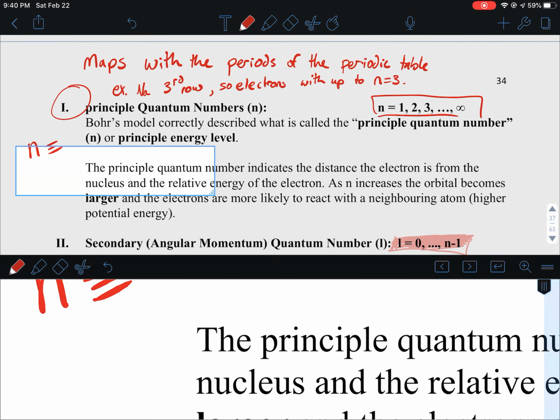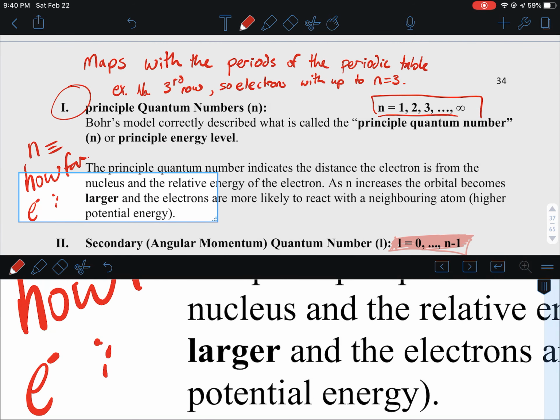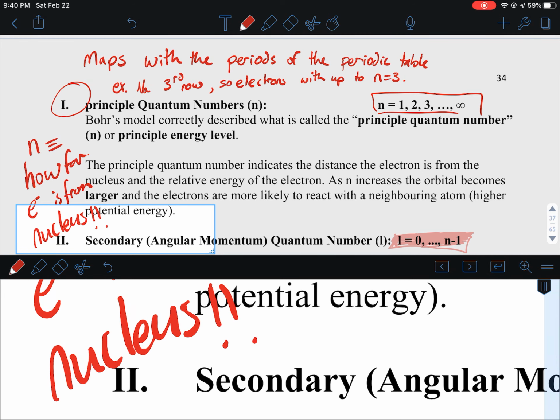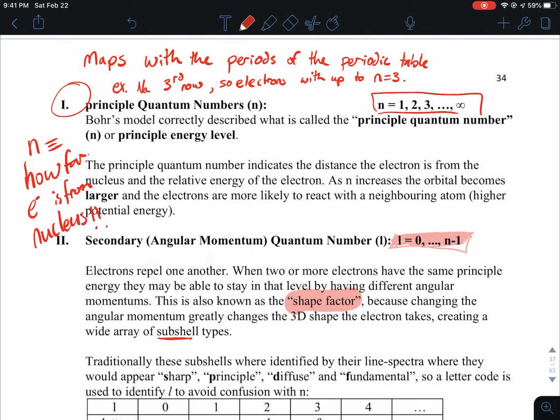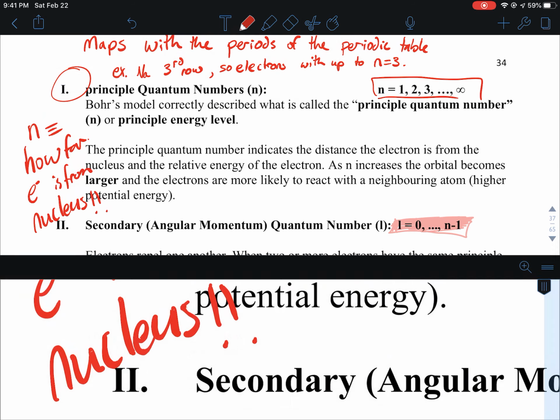n equals how far the electron is from the nucleus. That's super important. It's more important than anything. N is how far the electron is from the nucleus. If you have to choose between 2 different electrons, one has n equals 3 and one has n equals 4, and you had to choose which electron is more reactive, it's always, always, always going to be the one in n equals 4. It'll be the one that's higher. The higher the energy, the more reactive.